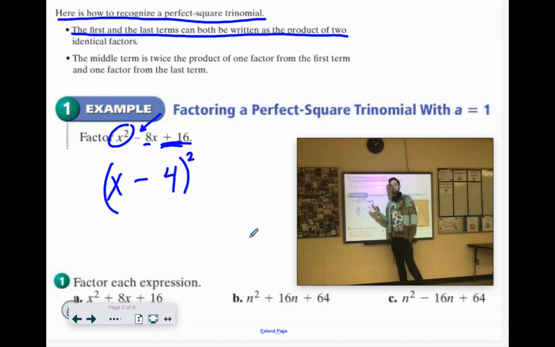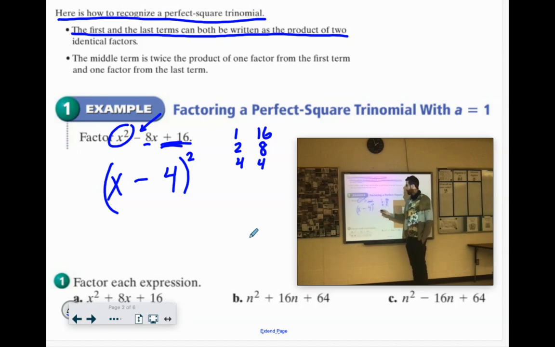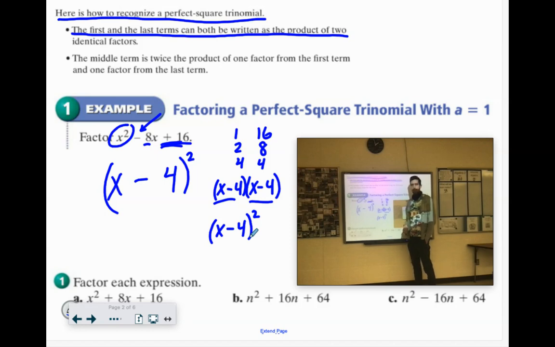Now, let's say you don't remember that shortcut for this. You could look at your factors of 16 and say 1 and 16, 2 and 8, or 4 and 4. You could be like, oh, well, 4 and 4 add up to 8. So it'd be x minus 4 times x minus 4. And that's a pretty cool way to write it, but that can be written cooler. When you have something times itself, you write it as squared. Okay? Let's try a couple more.